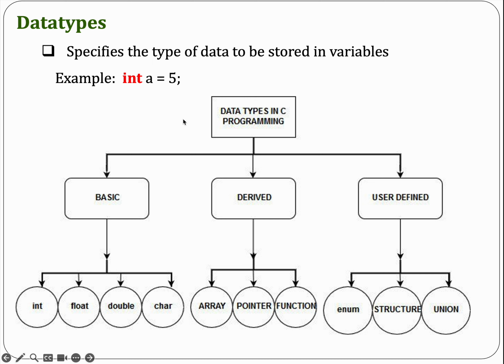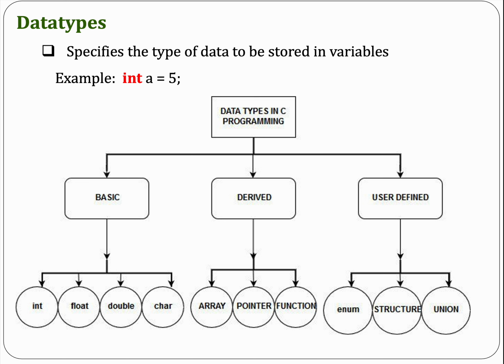When we talk about C programming, there are three categories of data type. One is the basic data type, another is derived from the basic data type, and the last one is user defined. User defined means a programmer creates their own data type. The basic data type is the default one; some people say primitive data type, some people say basic data type.